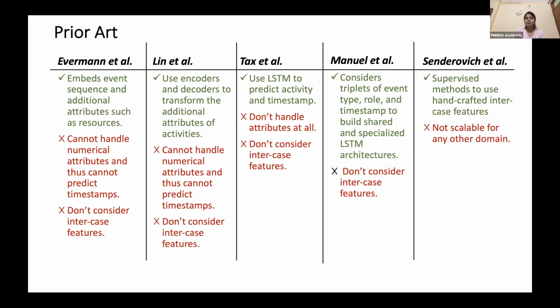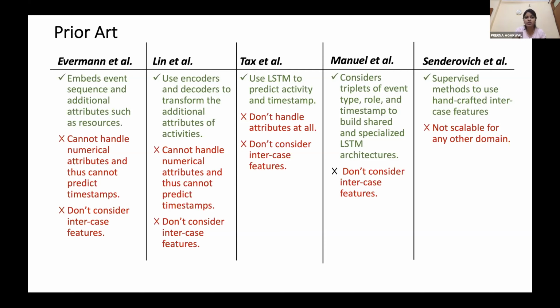So Lin and Manual, right? They have similar limitations in the sense that they also do not handle intercase features, and Lin does not consider numerical attributes, whereas Manual does handle numeric attributes, but it is specific to the triplets like role, type of the event, and timestamp. And they build specialized and shared architectures, whereas TAX gives us both shared and specialized layers of LSTM predictions, but TAX does not handle any of the attributes at all. They just use the activity sequence and the timestamps.